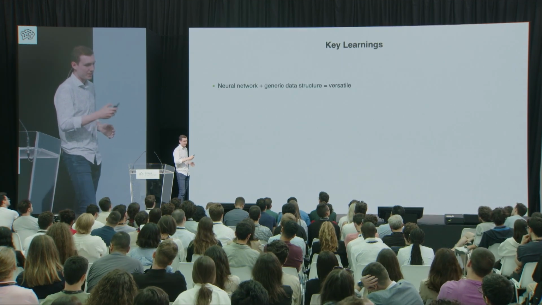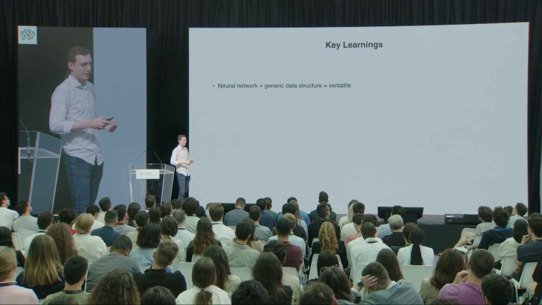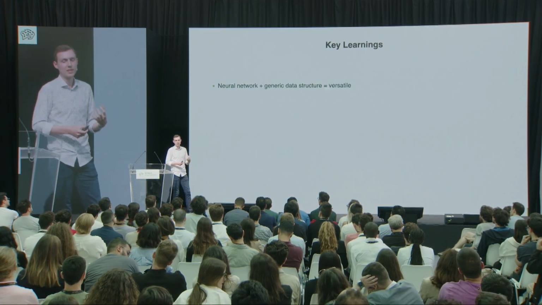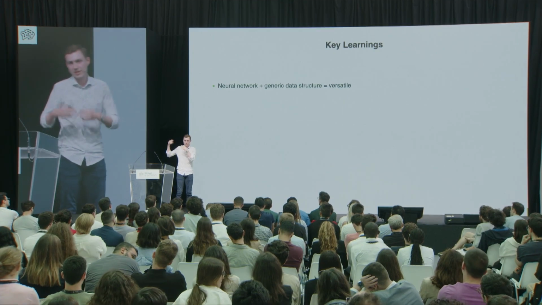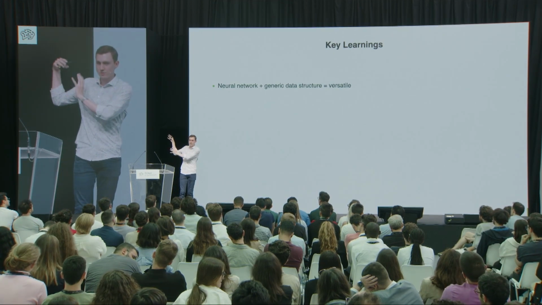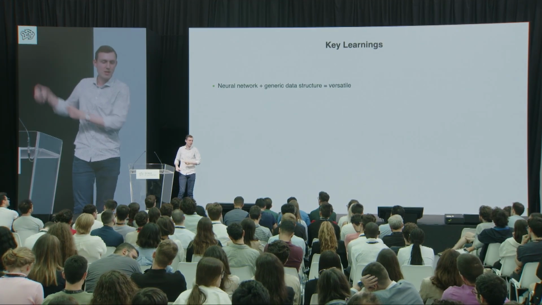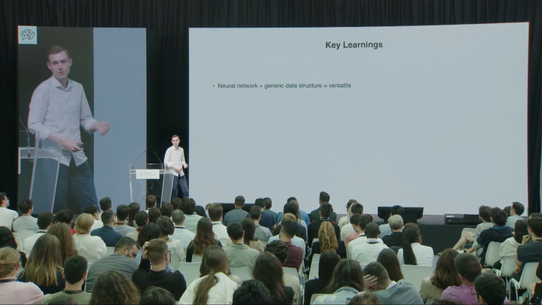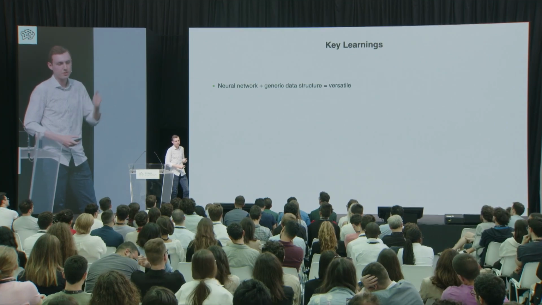And the first one is that a neural network combined with a generic data structure results in this surprisingly versatile algorithm, not just when you scale it up to gigantic data sets and use data centers to train the thing for months, but even when you train your neural network locally on your machine, or maybe at some point even on your phone, from a bunch of photos that you've taken.